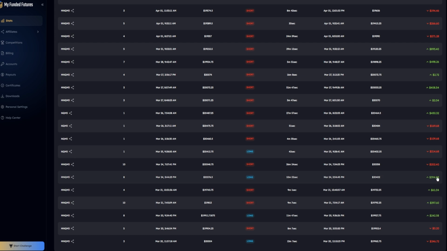$60 up, $400 up. And then I went on a losing streak. 200, 214, 100, 169. I don't know why this lost 100. It was probably supposed to be more than that, but it lost a little bit less. But as you can see, again, big trade, big trade. Okay, much smaller, much smaller.